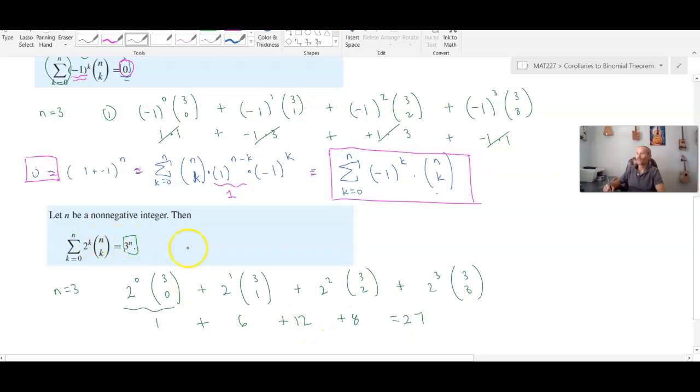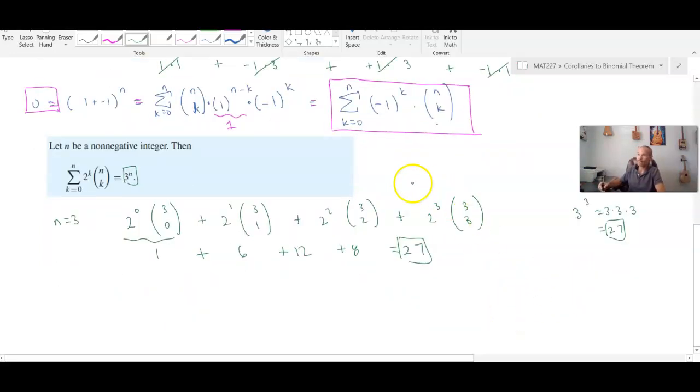Now let me check if 3 to the third would give me the same answer. Well, 3 to the third is 3 times 3 times 3, which is 27, and I get the same answer, but rather than having to add up all of these, it's much easier to just take 3 to the third power and get that sum in a different way.